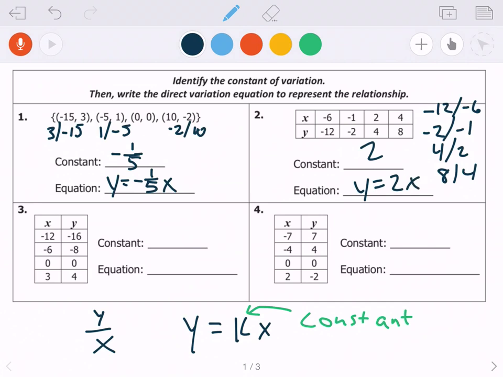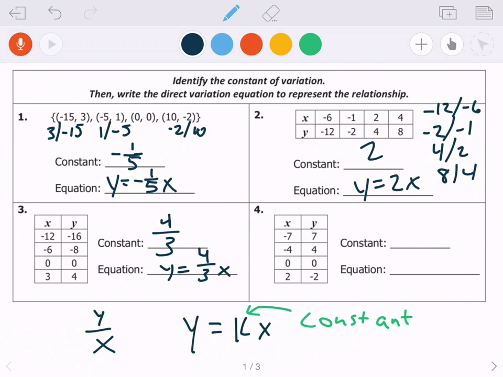At this point, if you wanted to pause the video to try 3 and 4, that would be a good idea. In number 3, again, negative 16 divided by negative 12, negative 8 divided by negative 6, 4 divided by 3. If you simplify all of those, your constant is just going to be positive 4 over 3. So my equation is y equals 4 over 3x.